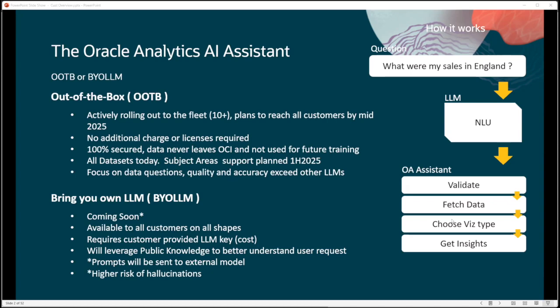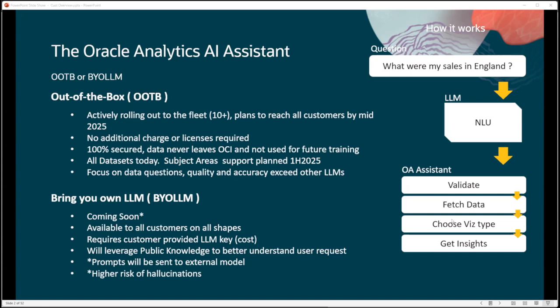In addition to all this, we've announced that we'll be making available what we call bring your own language model. Initially, we're going to start with OpenAI, for obvious reasons, and that's coming really, really soon. We're working through the final details, but what that will allow customers of all shapes to do is put in their OpenAI key. As soon as you put that key in, the assistant will become available to you on your instance instantly.